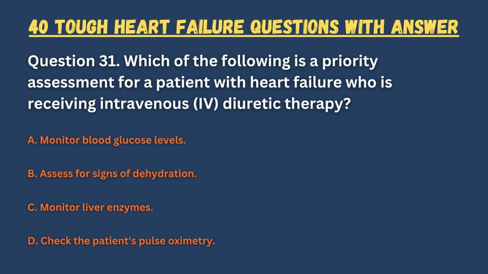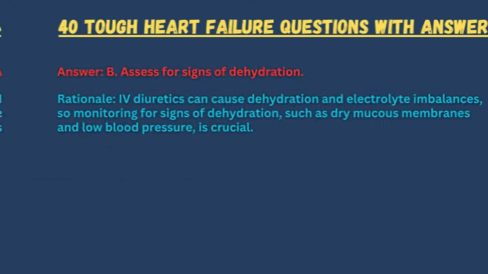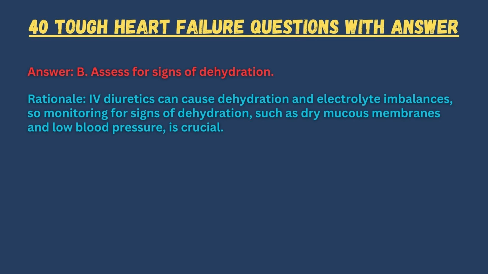Question 31. Which of the following is a priority assessment for a patient with heart failure who is receiving intravenous (IV) diuretic therapy? A. Monitor blood glucose levels. B. Assess for signs of dehydration. C. Monitor liver enzymes. D. Check the patient's pulse oximetry. Answer: B. Assess for signs of dehydration. Rationale: IV diuretics can cause dehydration and electrolyte imbalances, so monitoring for signs of dehydration, such as dry mucous membranes and low blood pressure, is crucial.